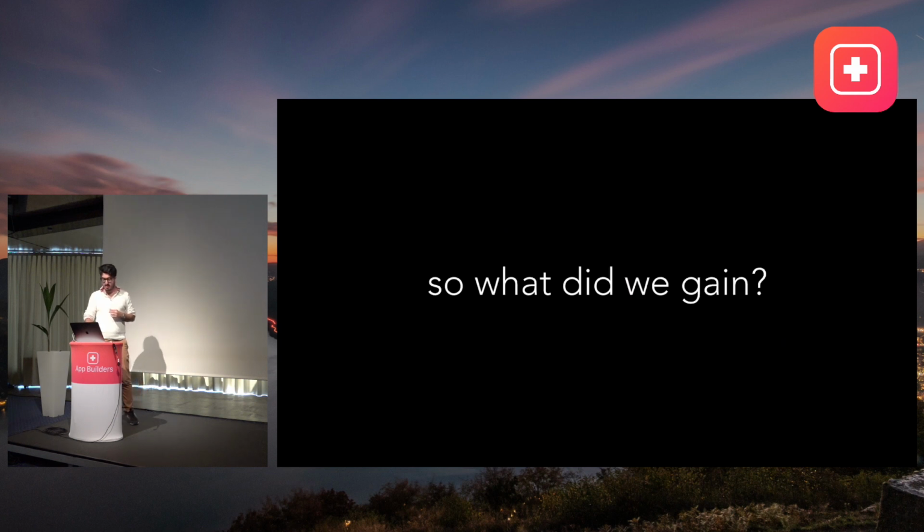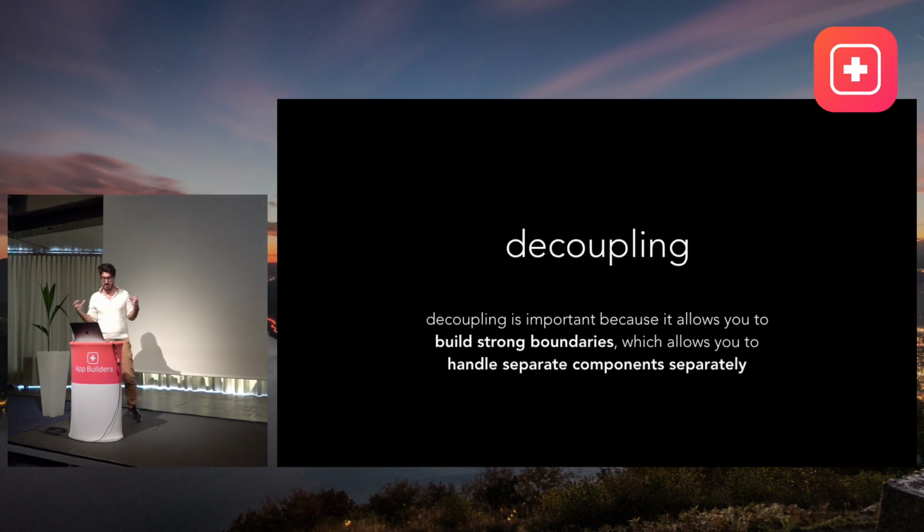So why do this again? What did we gain out of this whole process? I think the broad thing that we gain is decoupling, right? So we built strong boundaries between the thing that sends our network requests, and the things that perform side effects or things that need to happen when our network requests are sent or received or whatever. And once we have those boundaries, we can treat these components, which really are separate, separately, right? We can handle them in different ways.